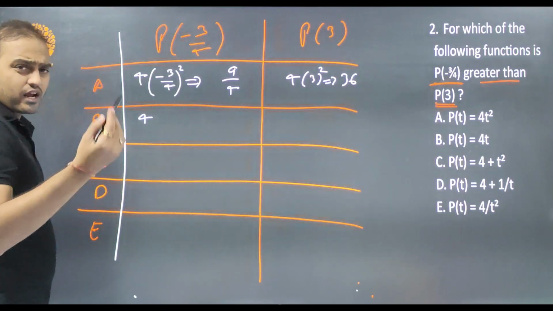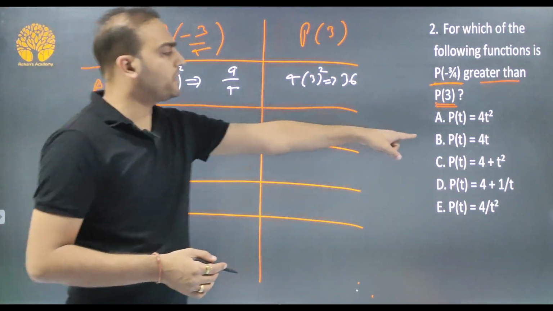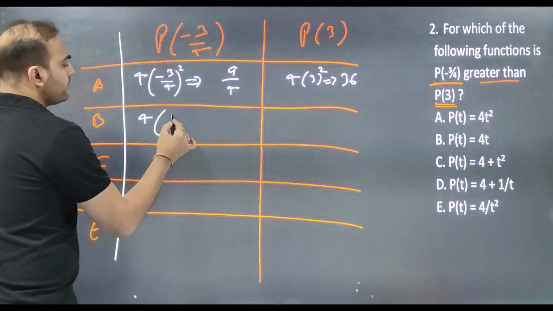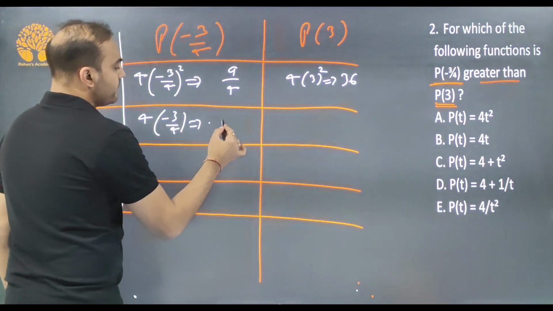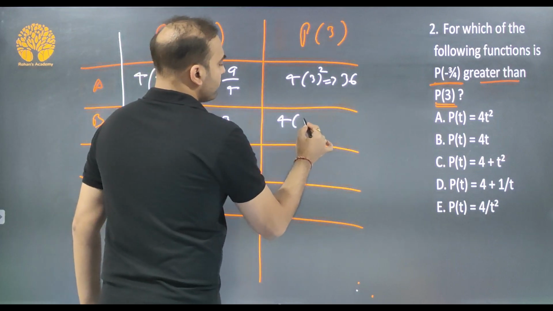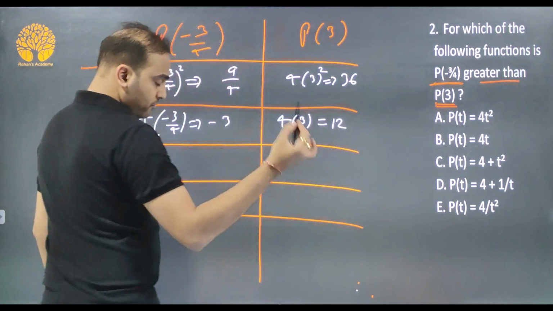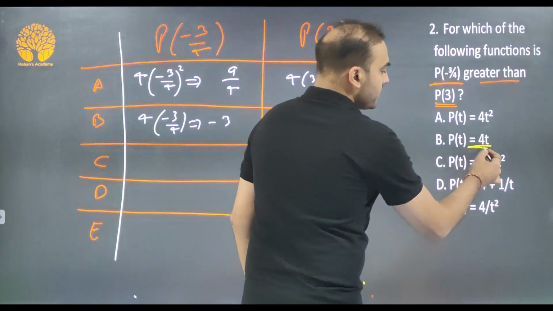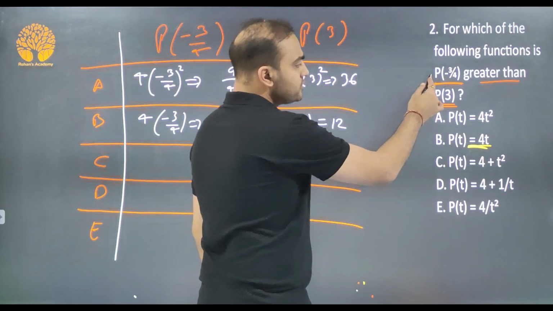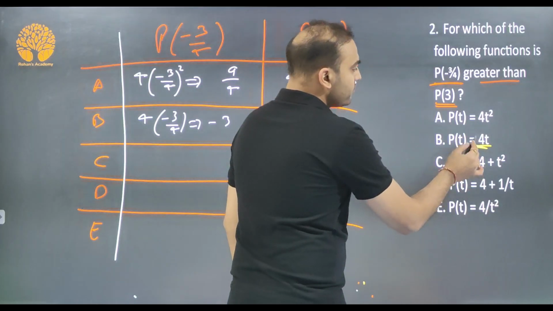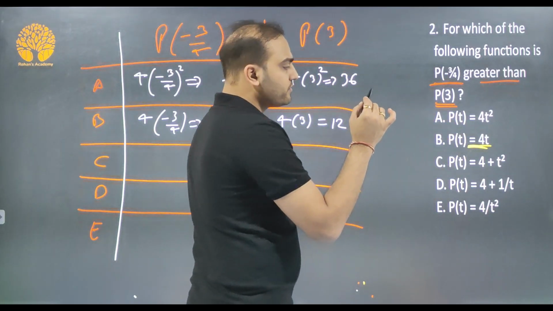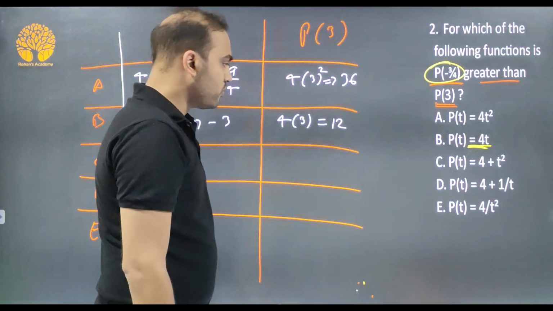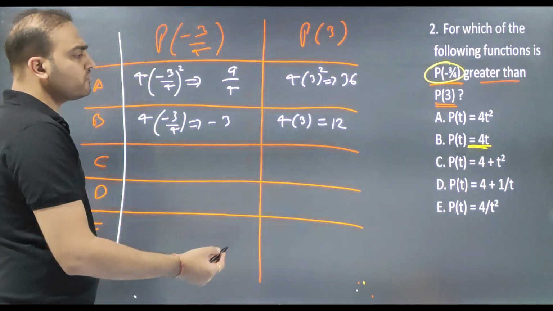This, you don't even have to solve, you will know minus 3 by 4 will be negative and for positive number it will be positive. See, P of minus 3 by 4 is minus 3, P of 3 is 12. The point I was trying to make here is that for a negative number the answer is any which way negative, for a positive number the answer is any which way positive. So how can negative be greater than positive? So you don't even need to solve for it.